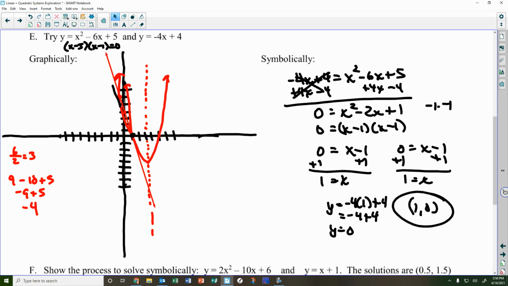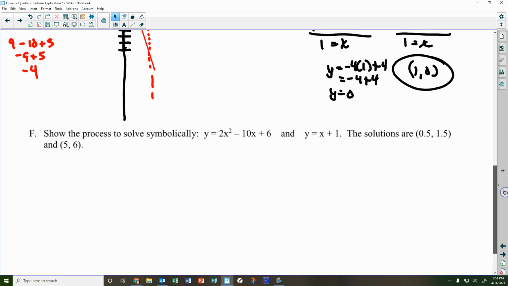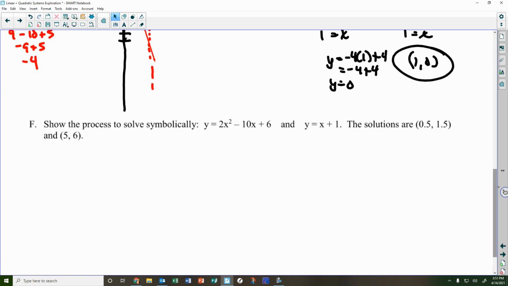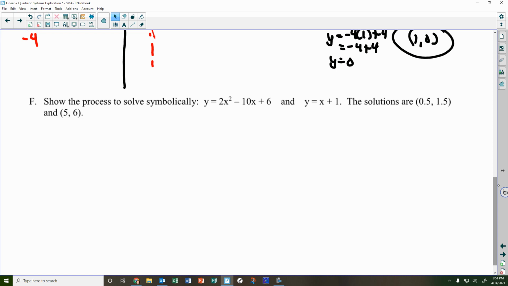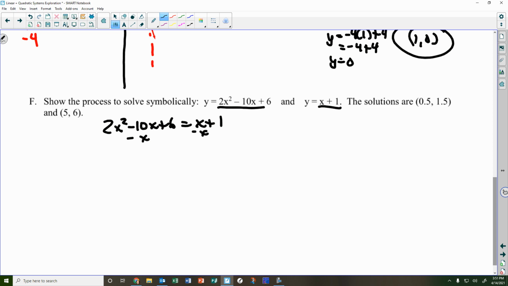Now the last part, part F, show the process to solve symbolically. They give us the two equations. Now it says the solutions are, so it gives us the answers. Okay. So if we show the process symbolically, you set these two equal to each other. Okay. And by doing that, if I move the x over, and the 1.